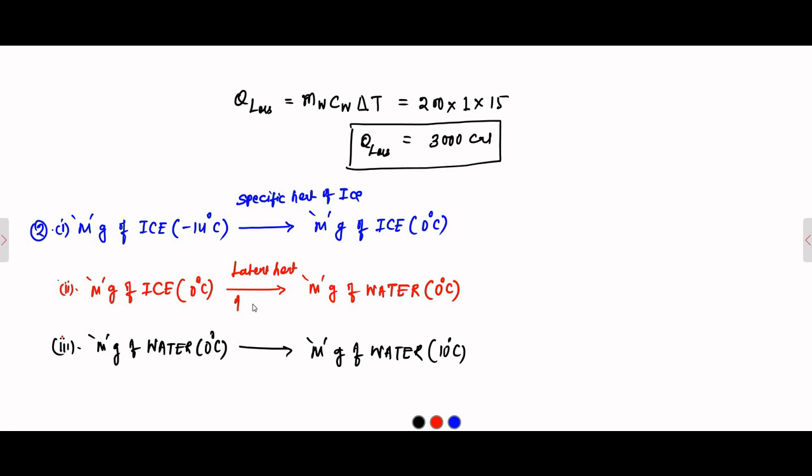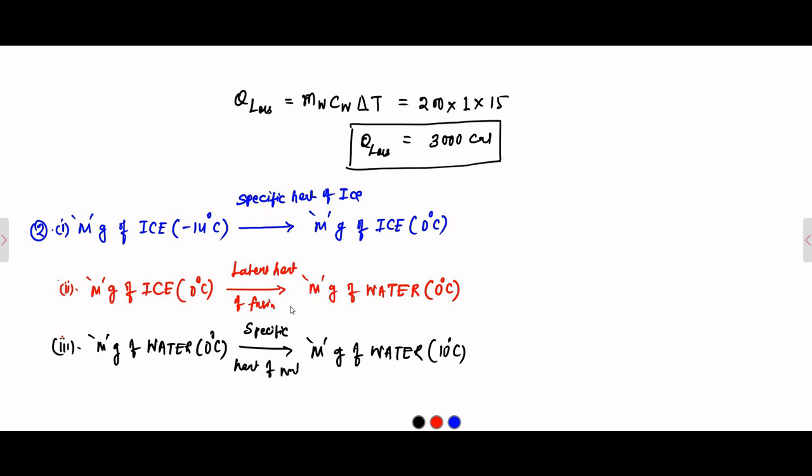of fusion. Why? Because temperature is constant but only the phase is changing. So this latent heat or hidden heat is utilized in transition of phase from solid to liquid. And then again, this m gram of water at 0 degrees Celsius to be converted into m gram of water at 10 degrees Celsius will again involve specific heat of water.